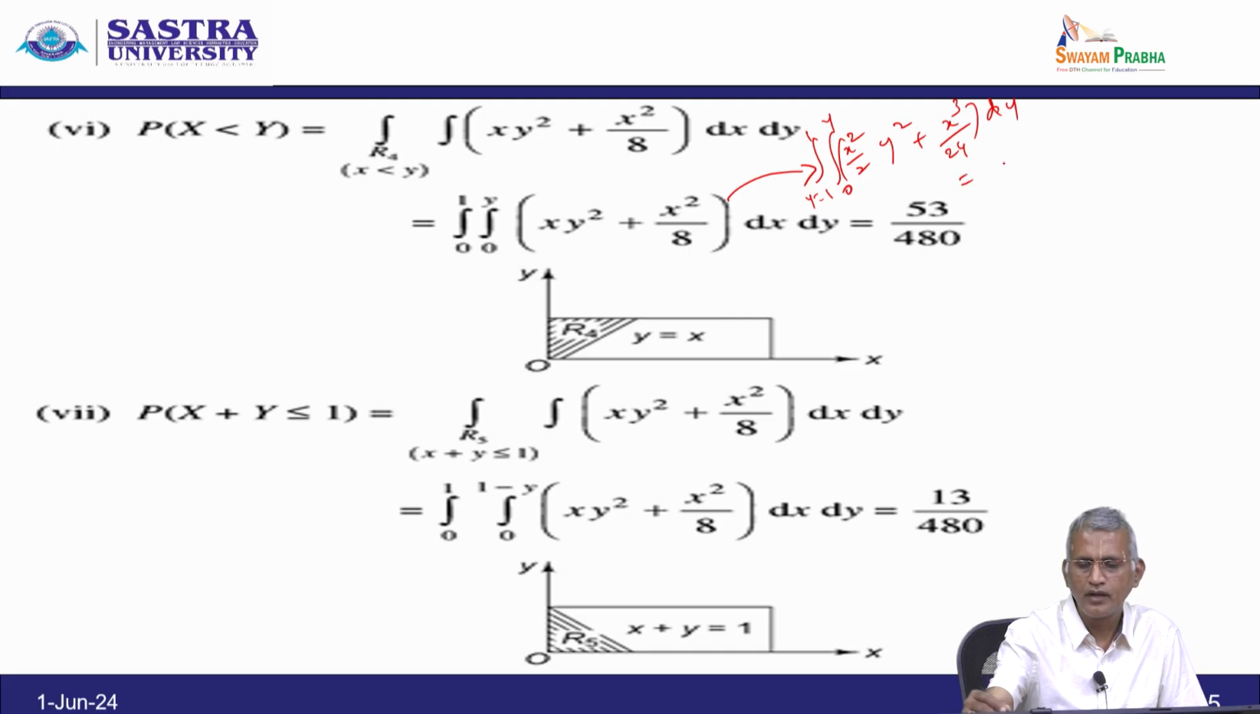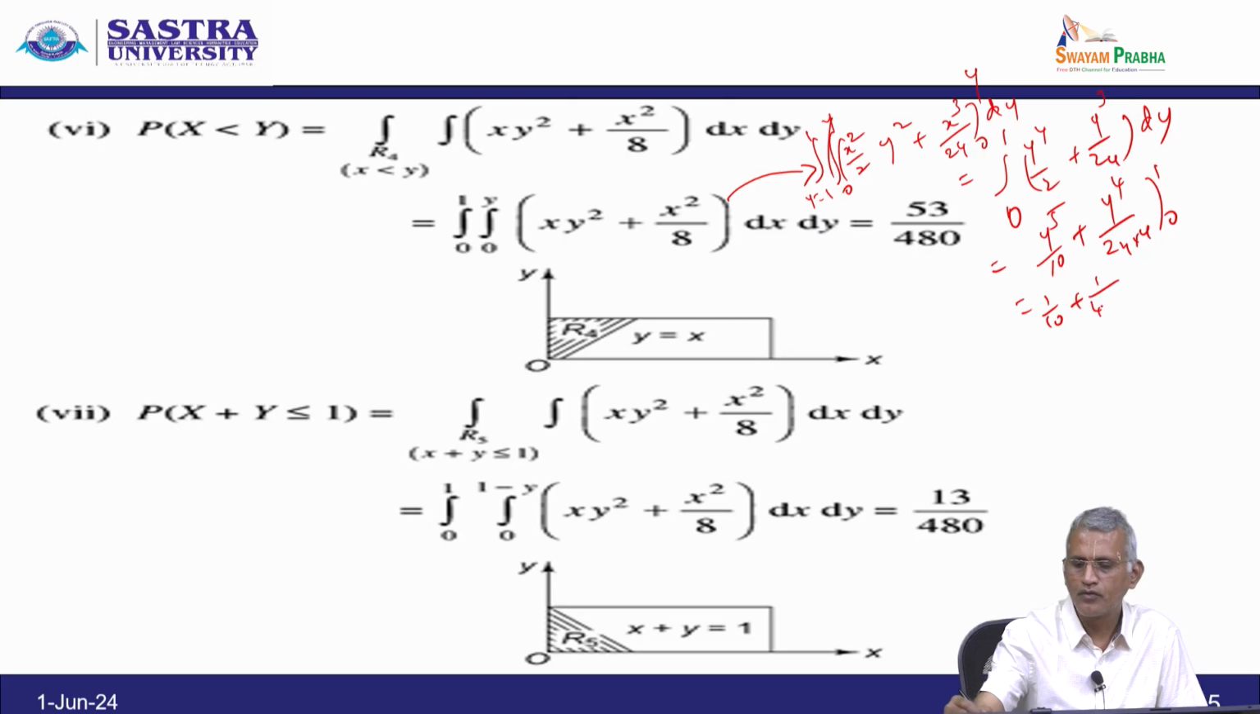So, we have the limit integral 0 to 1 with respect to y, first 0 to y for x. So, what happened? It becomes y power 4 by 2 plus y power 3 by 24, lower limit is 0, with respect to dy. Now, we do the integration with respect to y, therefore y power 5 by 10, here y power 4 by 24 into 4, and the limit is 0 to 1, therefore 1 by 10 plus 1 by 4 into 24 equals 53 by 480.